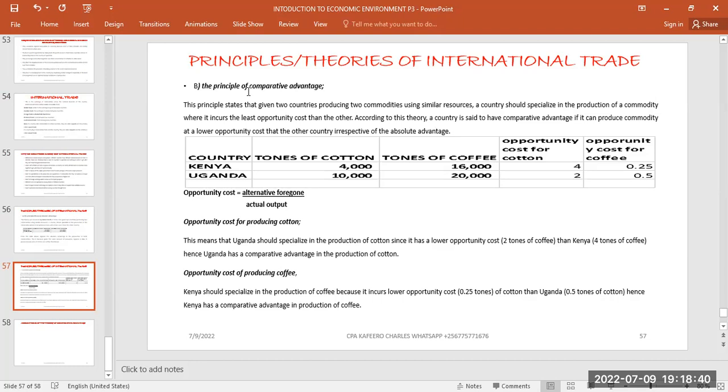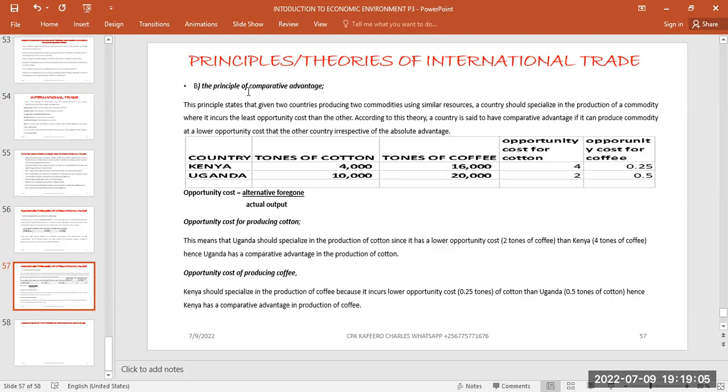Let's say you have to produce cotton and coffee, you find which one can give you more profit and you leave the other. So by leaving the other, the opportunity cost of the production of the item you have selected is a result of dropping the other one. So that's what we mean.